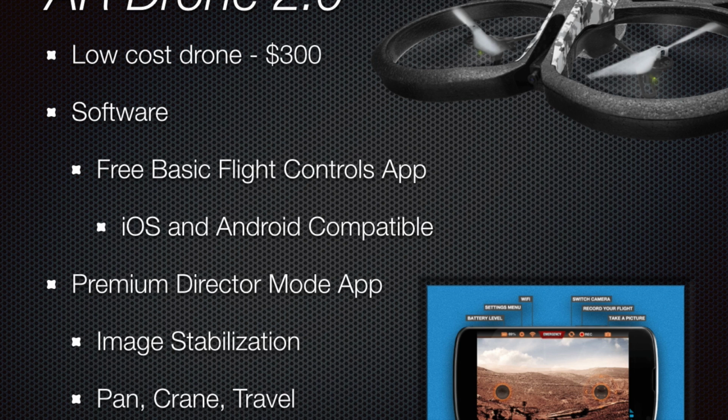It's an AR Drone 2.0 from Parrot. It's relatively inexpensive, around $300 to $400. The software that comes with it gives you basic flight controls for both Apple products and Android products, and allows you to control it like a joystick. You do have premium upgrades to do more movie production, image stabilization, pan and crane, and more semi-professional movements within the drone.